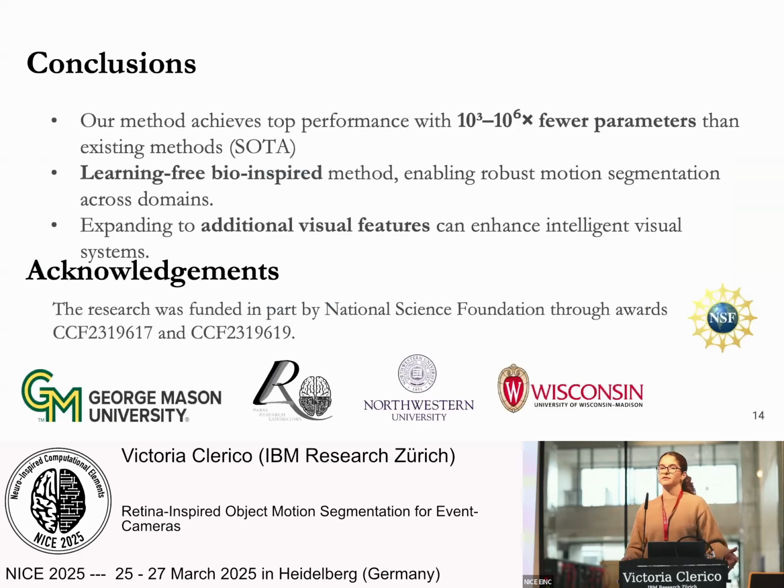Our method achieved top performance or very comparable performance to state-of-the-art methods with between 3 to 6 orders of magnitude in parameter reduction. It's learning-free and bio-inspired, which makes it more domain agnostic and applicable to the actual application scene, which are low power solutions. And we also would like to keep taking inspiration from all of these refined versions of the retinal ganglion cells in order to incorporate additional visual features to more intelligent visual systems.